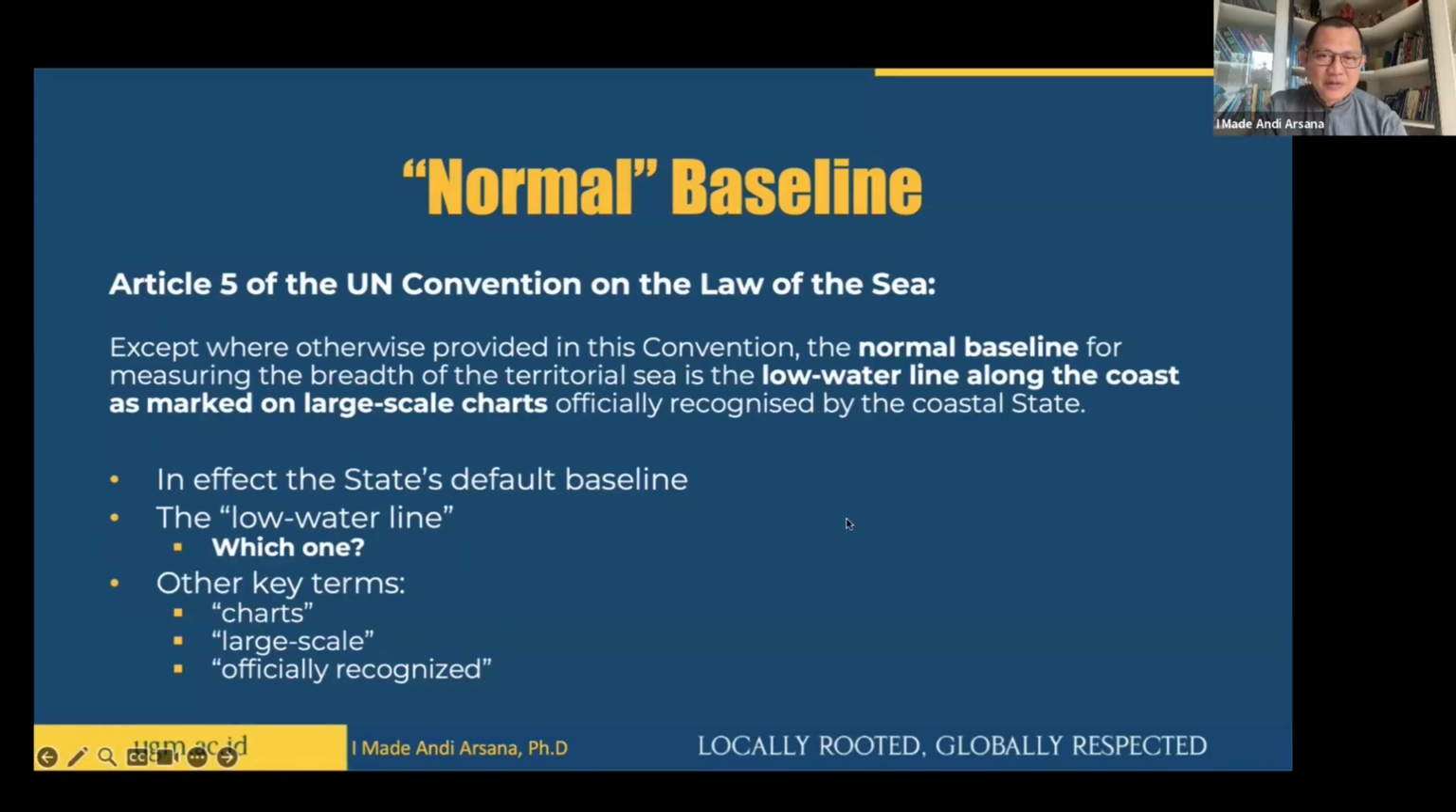So meaning that if you see over here, normal baseline is actually the line depicting the low water line, but it doesn't really say what scale we are using. On the map, what scale? On the chart, what scale are we using? There's no specification of scale over here. It only says large scale. So what is large scale? And there is no number over here. And then officially recognized. So basically a country's normal baseline is its coastline as depicted on the chart that is officially recognized by that particular country.